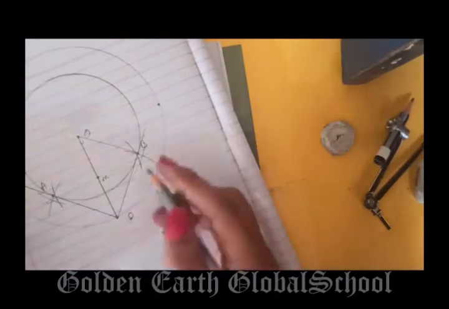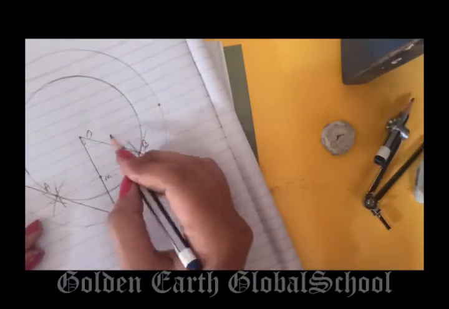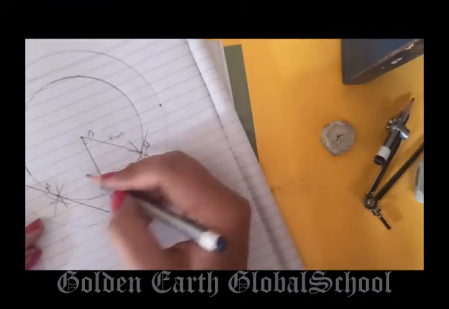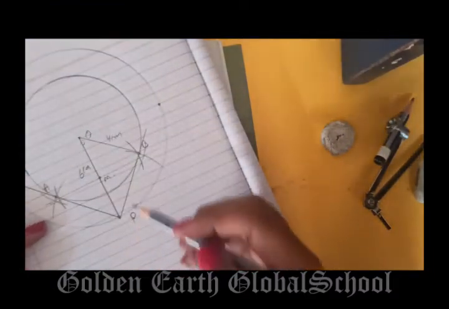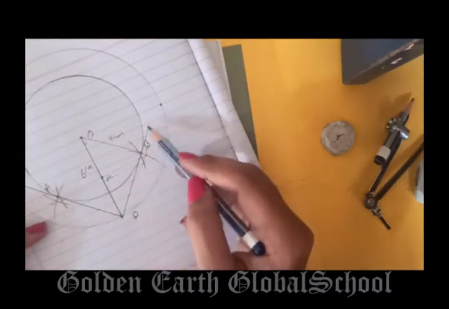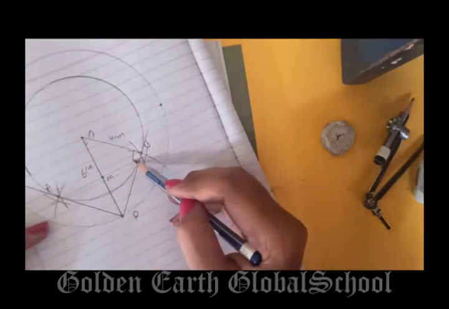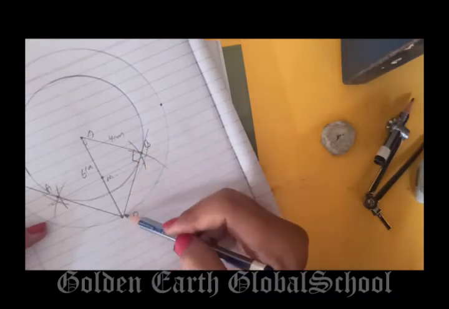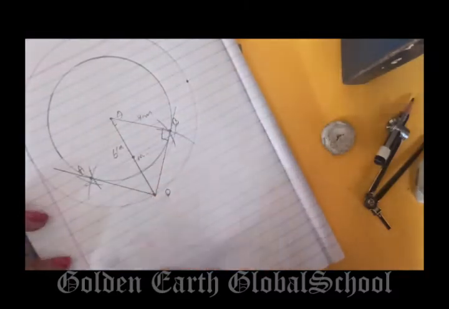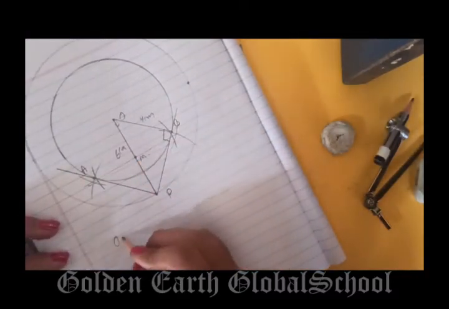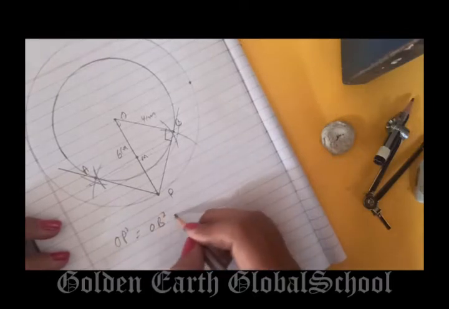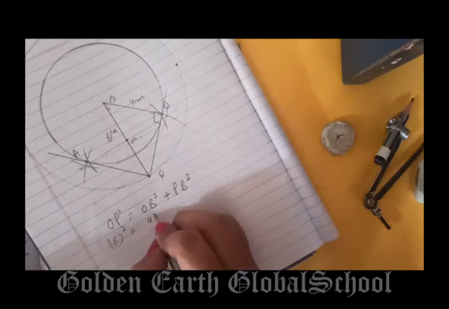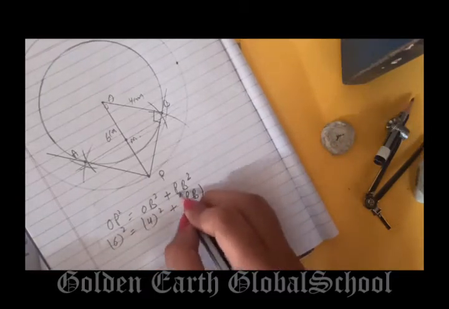Now by the calculation, join OB. This OB is 4 centimeter because this is the radius. This OP is 6 centimeter. Clear? Now we know radius is perpendicular to tangent, so this is a 90 degree angle. So by using Pythagoras theorem, you have to find PB. For PB, OP is hypotenuse. So OP square is equal to OB square plus PB square. OP is 6, OB is 4, PB we have to find.